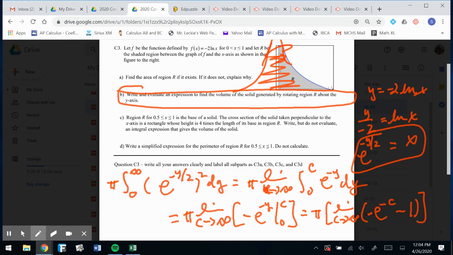Okay, now this was going to be 0 because it's going to be 1 over e to the c, 1 over infinity, which is 0. So you get your negative 1 right there, and we have our pi on the outside.